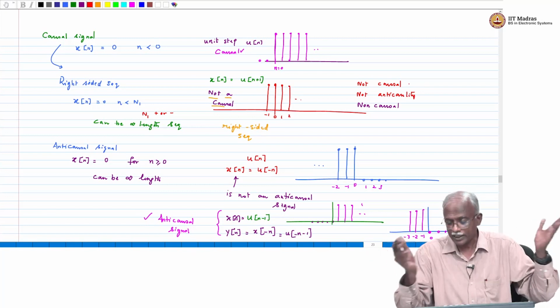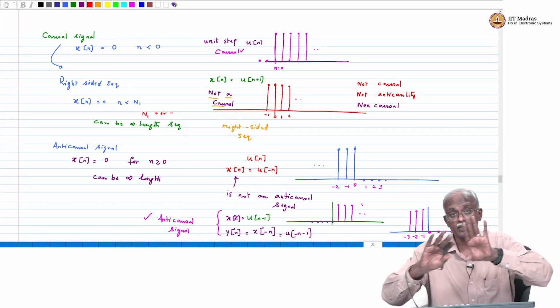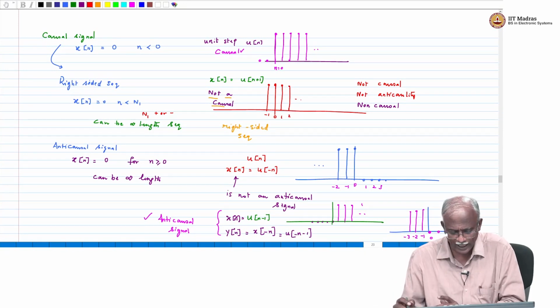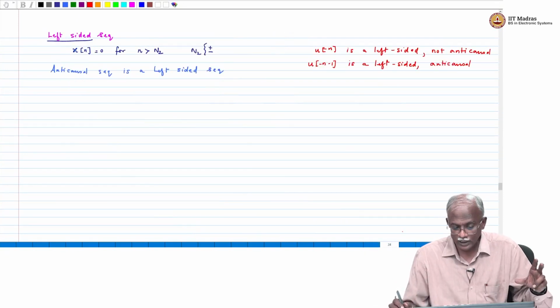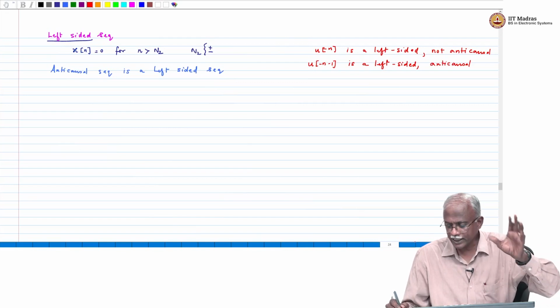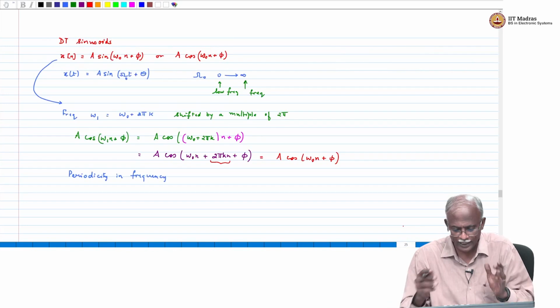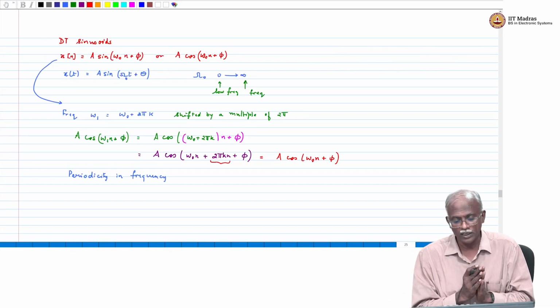It is somewhere in between. It does not belong to one of the above two categories. Then we looked at the definition of left-sided, right-sided, causal, anti-causal, and given a sequence, you should be able to classify it correctly in that regard.